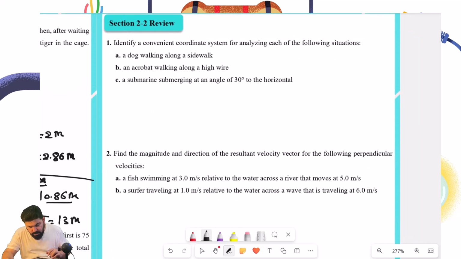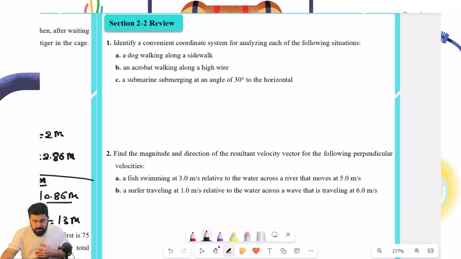Okay, question 1 says: identify a convenient coordinate system for analyzing each of the following situations. You have x and y components and a coordinate system. Just try to do them. It's not that difficult. A dog walking along a sidewalk: you have an x-axis and a y-axis. Just try to draw it. An acrobat walking along a high wire: same thing, you have an x-axis and a y-axis. Just try to draw it.